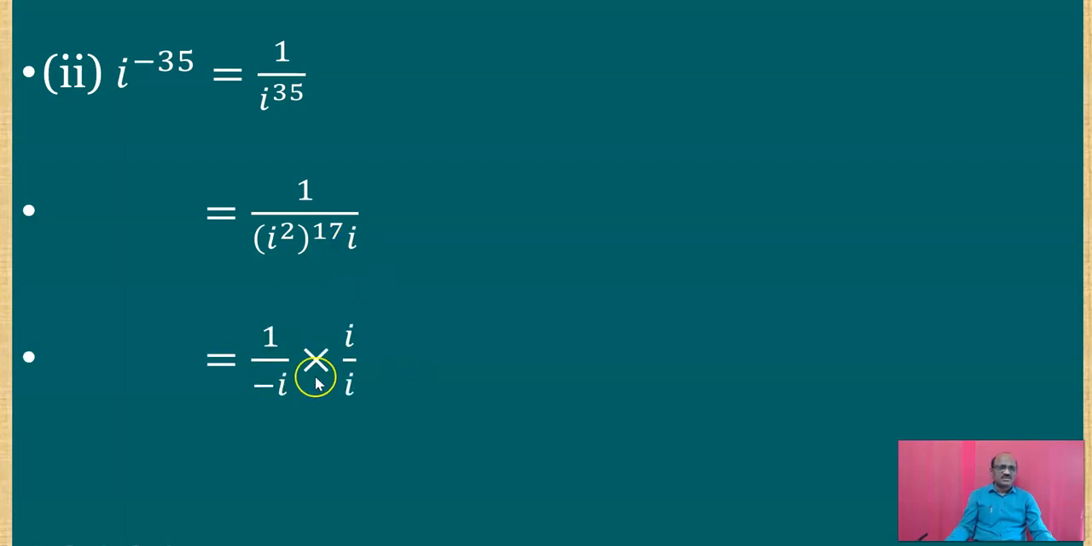Minus i. Again multiplying numerator and denominator by i, here you will get minus 1. Minus 1 into i is minus i. Multiplying numerator and denominator by i, 1 into i is i, and i into i is i square, minus i square. And therefore here you will get i raised to minus 35; i square is minus 1, and minus and minus will become plus. Therefore i raised to minus 35 is i.